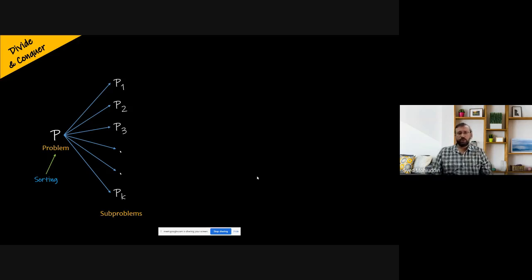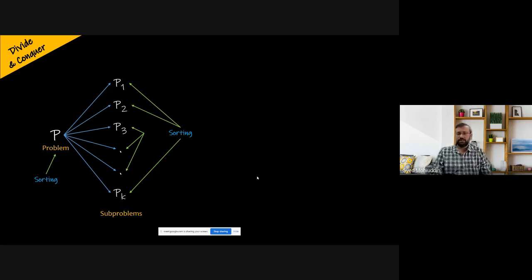One more important point is that these sub-problems, P1, P2, P3, are non-overlapping. They do not overlap. For example, if I have a set of elements from 1 to 10 and I divide them, P1 will have 1 to 5 and P2 will have 6 to 10. So they are non-overlapping problems.